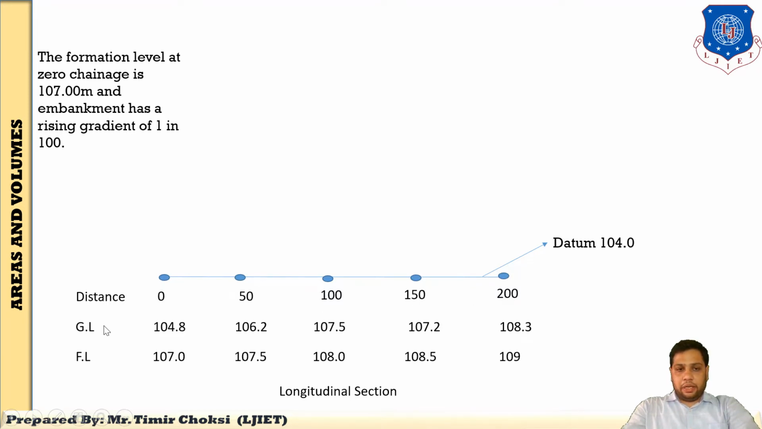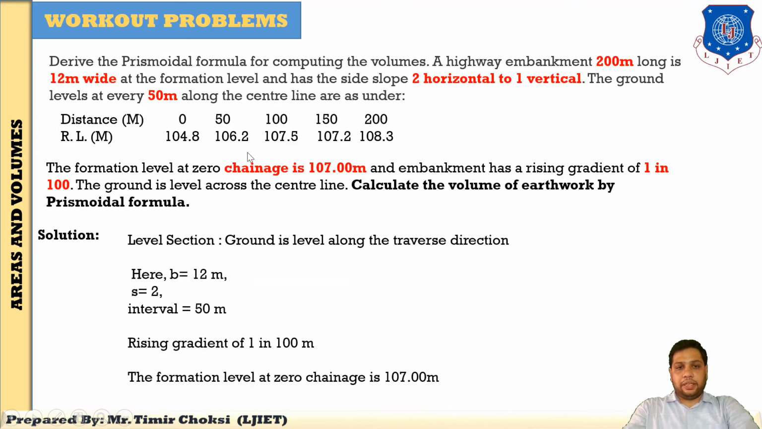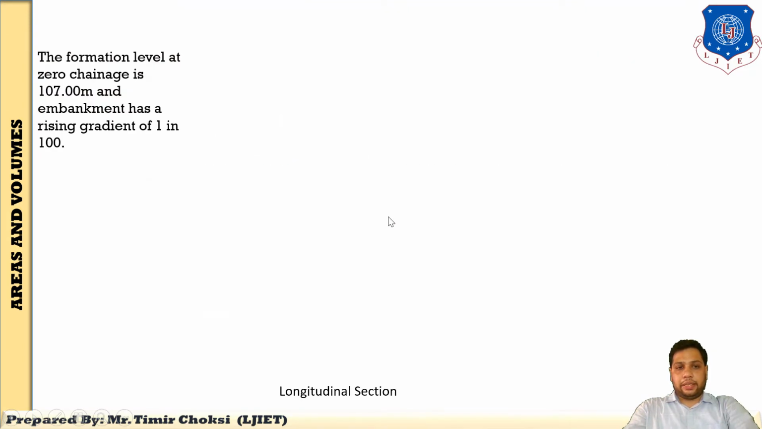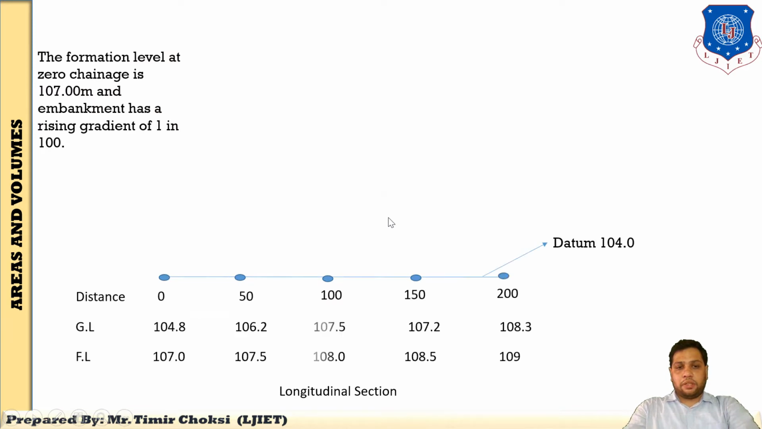Interval is given. Now focus on the ground level at zero distance. Ground level is 104.8. At a 50 meter distance your ground level is 106.2. Similarly, up to 200 your ground level is 108.3, already given in the example. So first you have established the ground level.